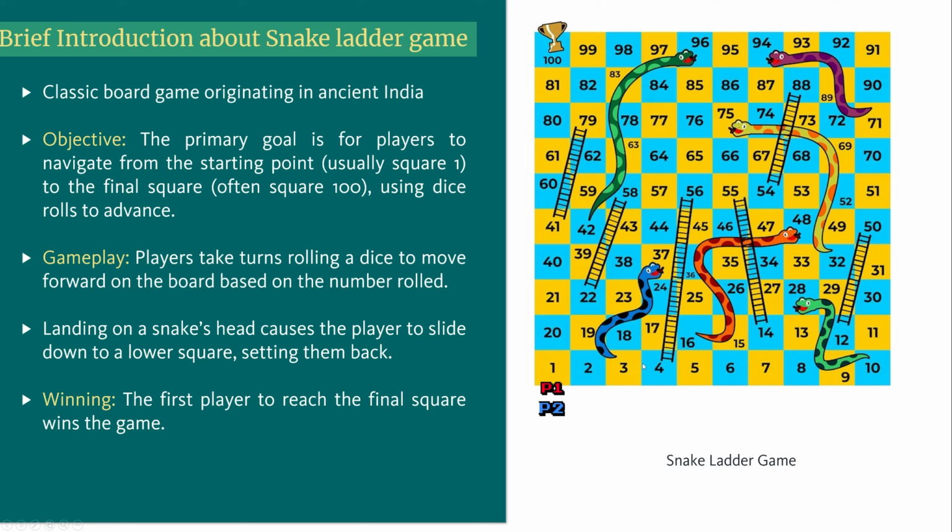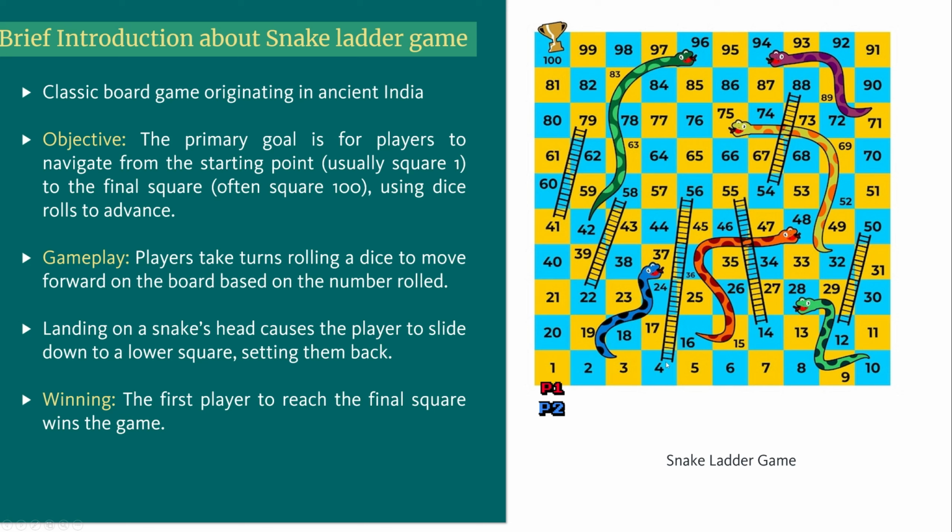And how one player advances based on a dice roll, okay? The dice roll actually introduces the randomness, and based on that randomness you actually advance. Let's say you have rolled a dice value 3 for player 1, then player 1 will advance 3 squares, okay? And similarly you can see there are different snakes and ladders in this game.